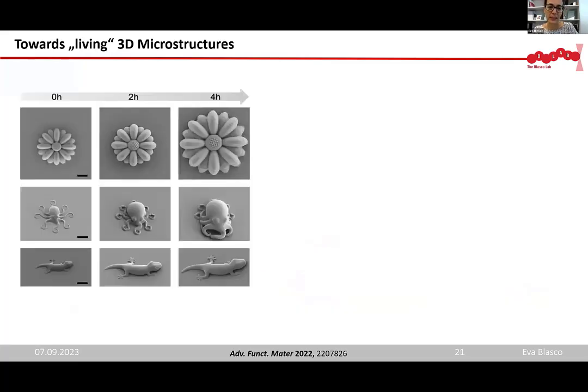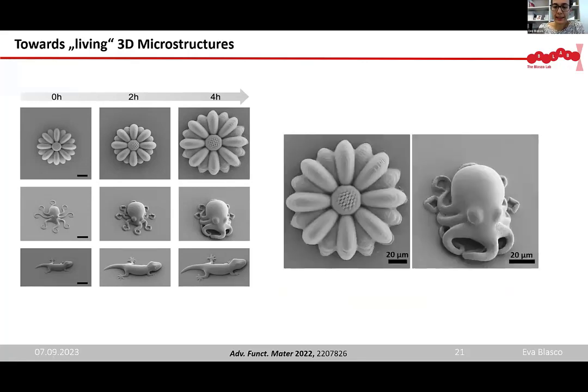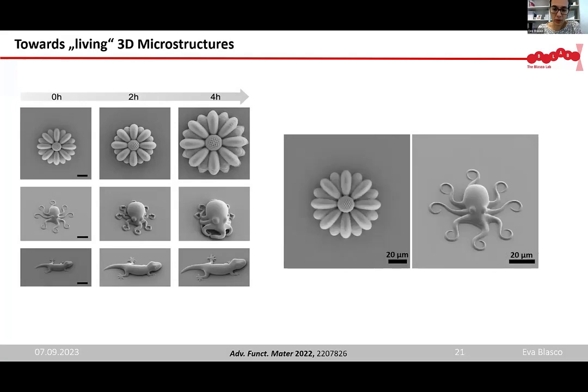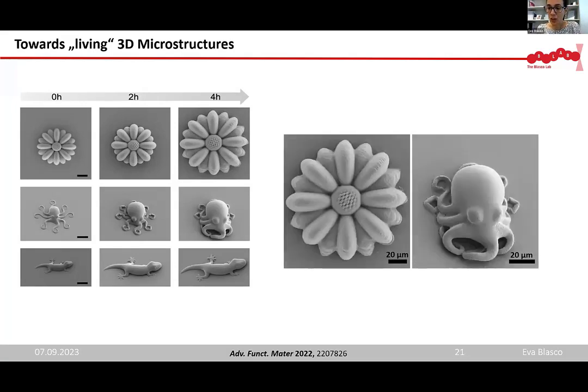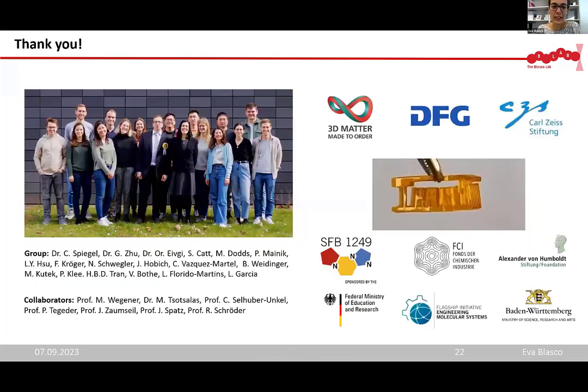And this is not only happening with the gecko, it happens also with other geometries, and you see that we can also keep quite nicely the minimal features, and here is a GIF that can give you the impression of this growing, of this change in volume. So that's all the examples that I had for today.